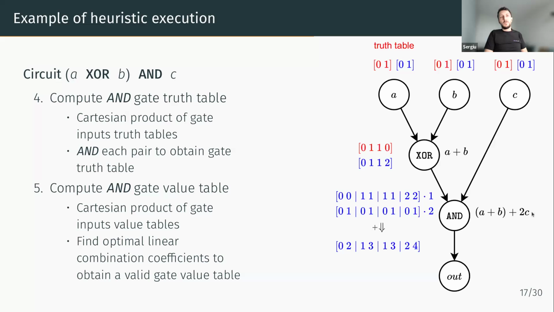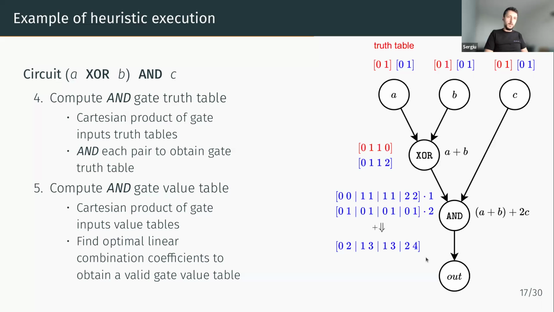This value table corresponds to a linear combination which we track for each node. In this case, it's A plus B, because it's one times input XOR, which has a linear combination A plus B, plus 2 times input C of AND, which is why you have 2C. So the evaluation of A plus B plus 2C on every possible value of A, B, C gives you the value table of a node.